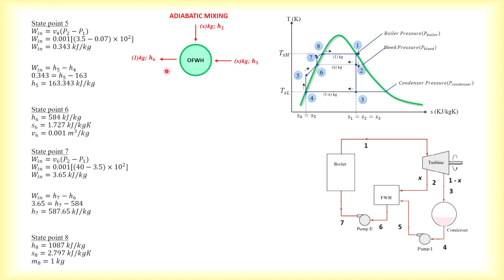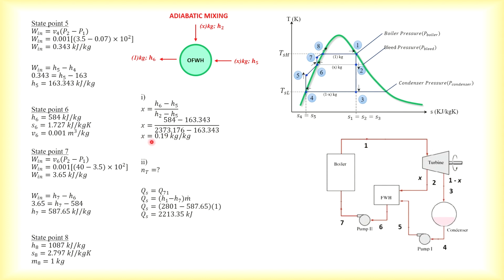So you can consider now the energy balance and also the principle of conservation of mass. Apply both, and you can write down an equation: X kg H2 plus (1 minus X) kg H5 equals 1 kg H6. Then when you manipulate it, you will be able to find out the X because we have already known all the enthalpies. So the X, the amount of steam extracted, is 0.19 kg per 1 kg of the whole process. Initially, we have already assumed 1 kg. So that is the final part.